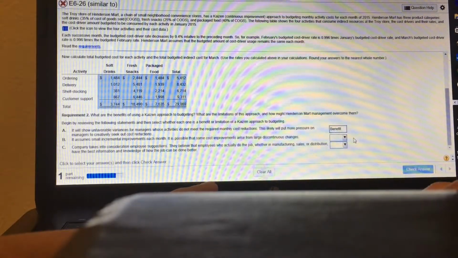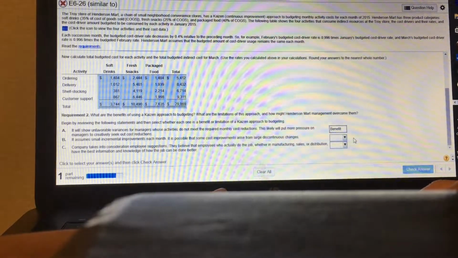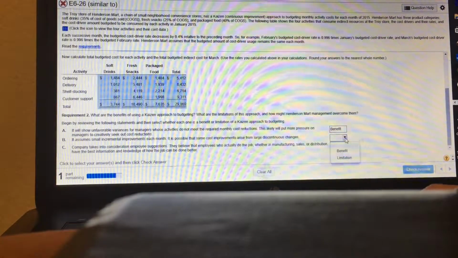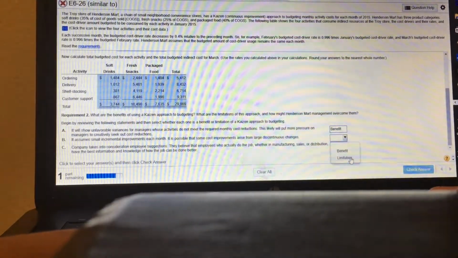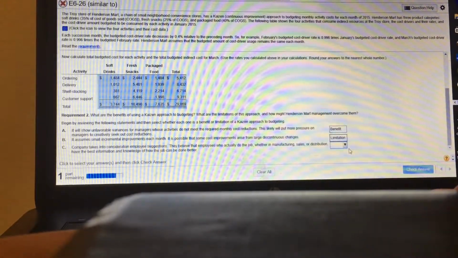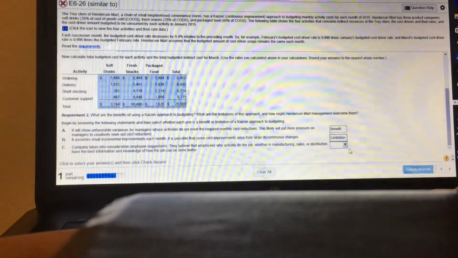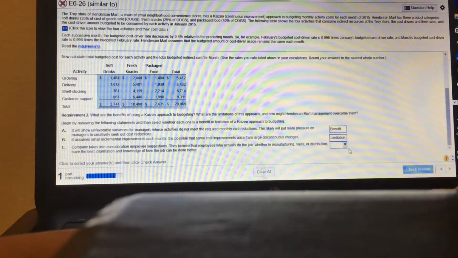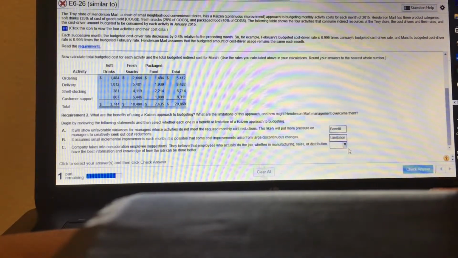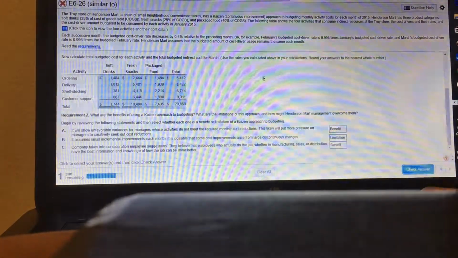Now for B, it says it assures small incremental improvements each month. It is possible that some cost improvements arise from large discontinuous changes. This is going to be a limitation for the approach. And for C, the company takes into consideration employee suggestions. They believe that employees who actually do the job, whether in manufacturing, sales, or distribution, have the best information and knowledge of how the job can be done better. This is going to be a benefit. Now let's see if it is correct or not.